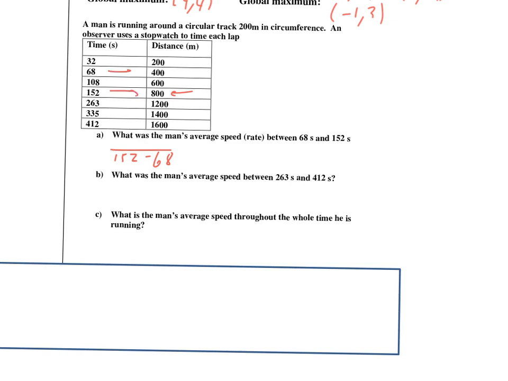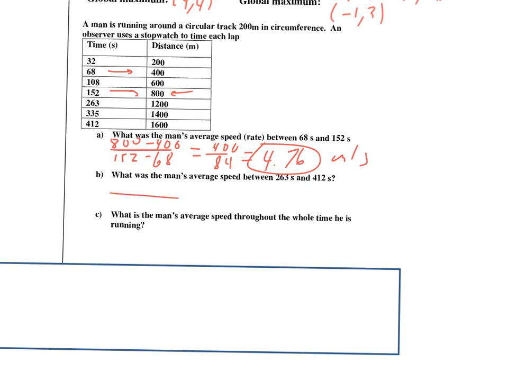So that would be 800 minus 400. So I got 400 on top. On bottom, it's 152 minus 68, which is 84. So 400 divided by 84, and that is 4.76. And if you want, it would be meters per second.